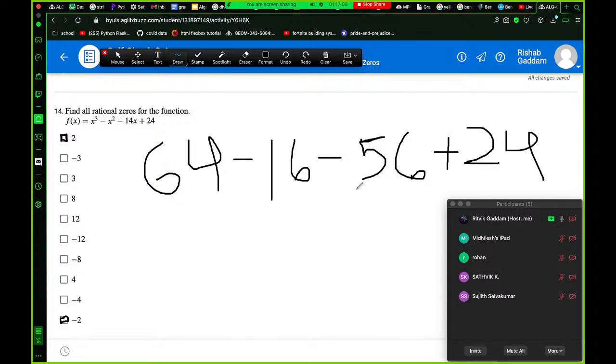Okay, so after we do this, we should get something close to, you have 8 from this, and then you have to do minus 16. So 8 minus 16 is negative 8.